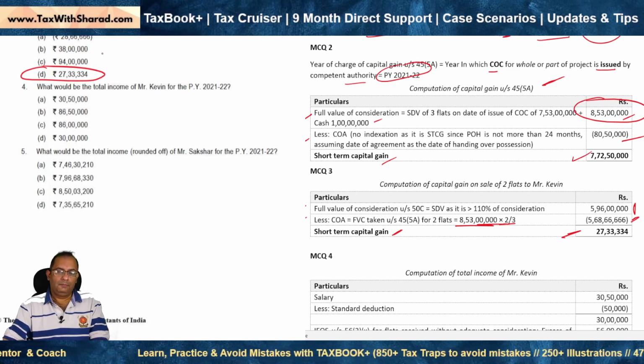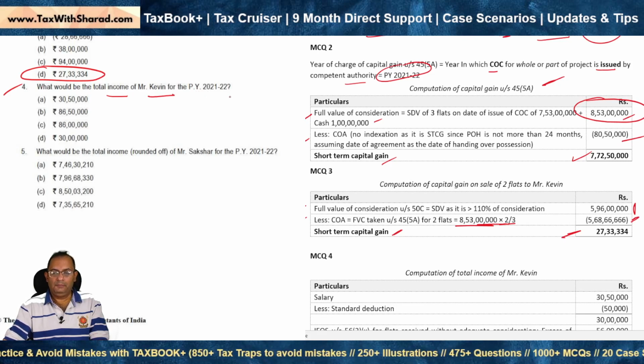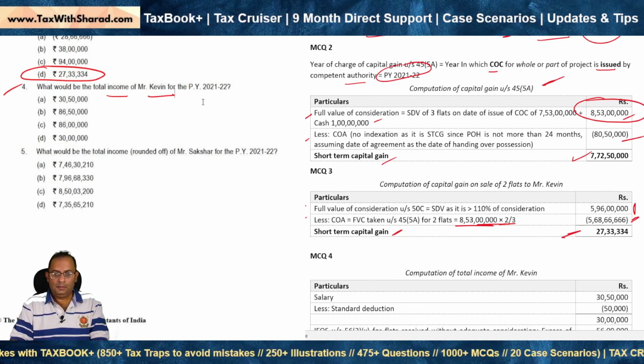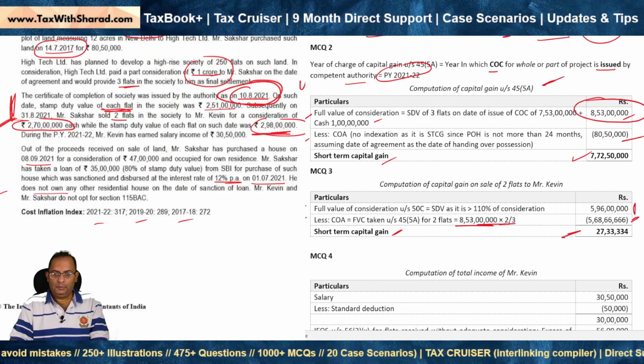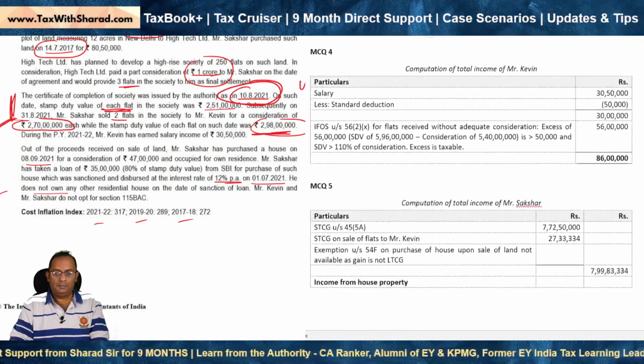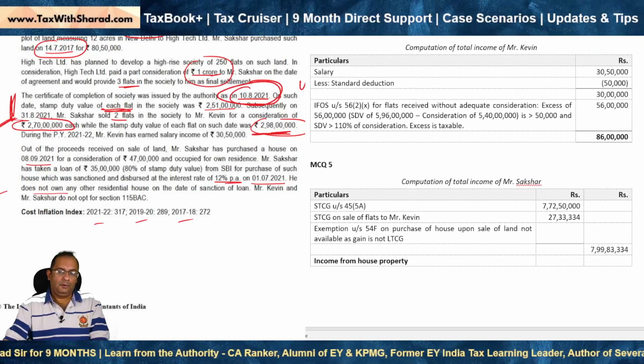Question 4. What would be the total income of Mr. Kevin for the previous year 21-22? Total income of Mr. Kevin. So we need to figure out what are the details of incomes of Mr. Kevin which are given in our question. Two incomes are to be considered.